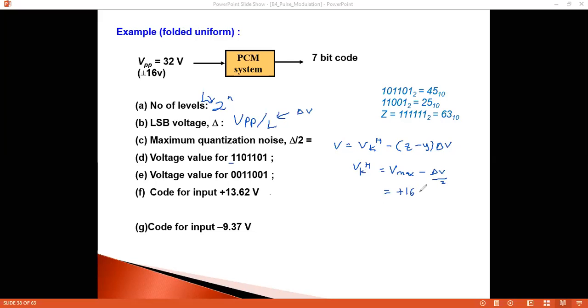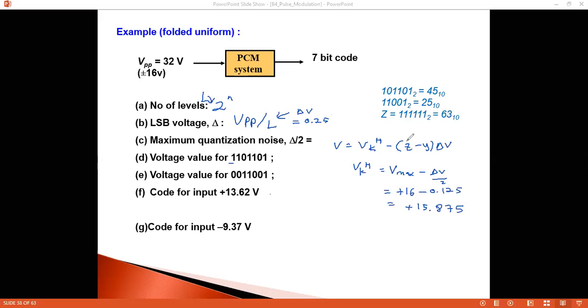Minus our delta V here, delta V is 0.25. So here is 0.125. So VKH is equal to plus 15.875. So this is our VKH.